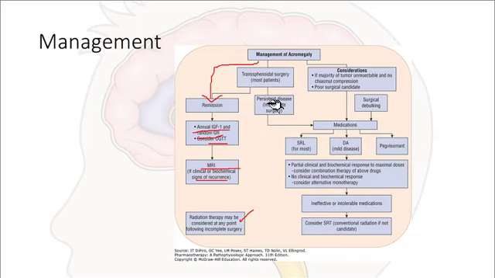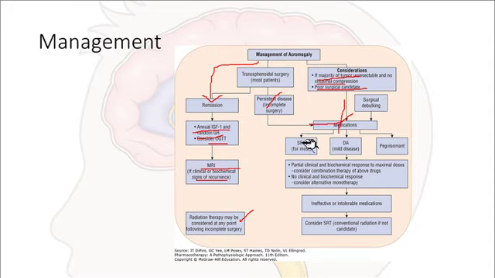If after transsphenoidal surgery there is incomplete disease, you then need to consider the use of medication. Right? Alternatively, if the majority of the tumor is unresectable and no decompression can be done, then the person becomes a poor surgical candidate and also needs medication. You either need to use dopamine agonists, or alternatively you need to use somatostatin analogs.